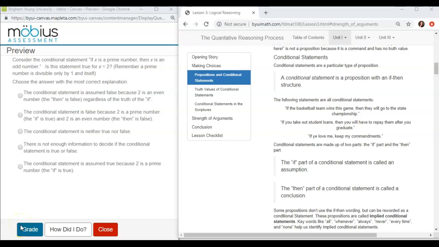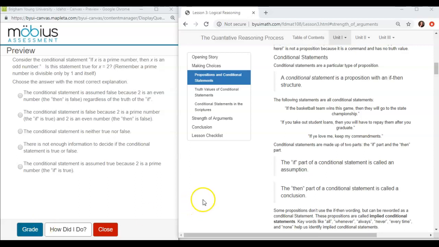Unit 1 Exam Review, question number 16. Consider the conditional statement. If x is a prime number, then x is an odd number. Is this statement true for x equals 2? Remember, a prime number is divisible only by 1 and itself. Choose the answer with the most correct explanation.